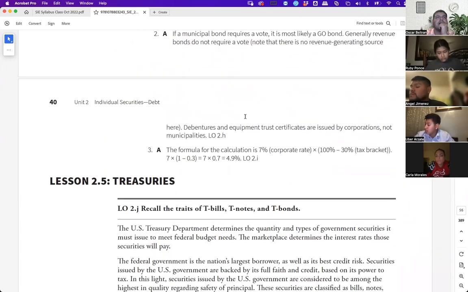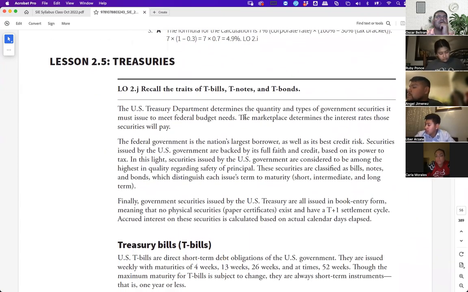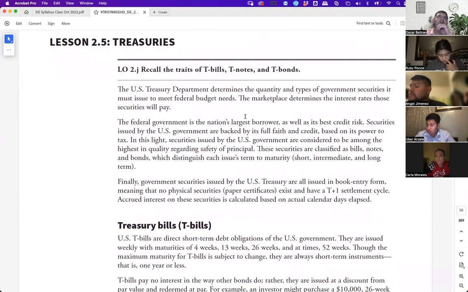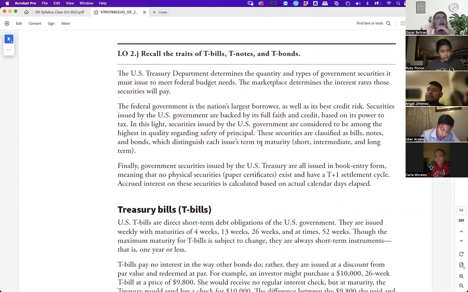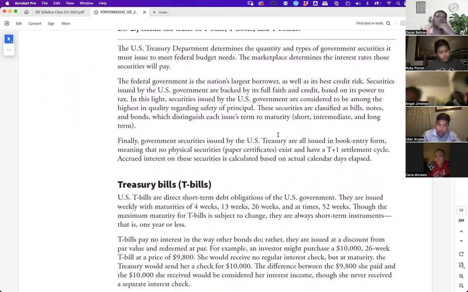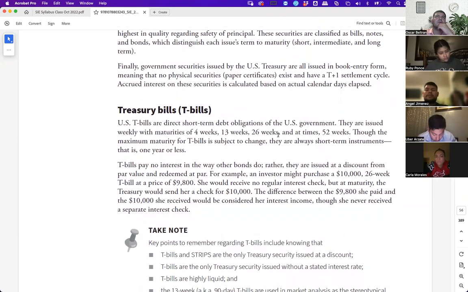Let's keep on going. So here we have treasuries. For treasuries, we're going to have your T-bills, T-notes, and T-bonds. Once again, these right here are going to be backed by the good faith and credit of the U.S. government and their ability to tax.